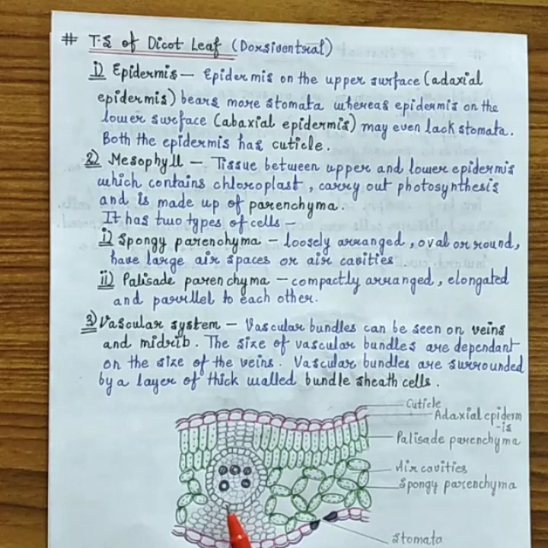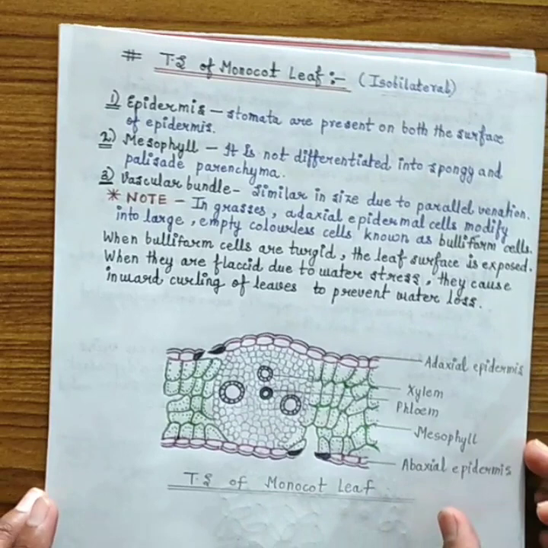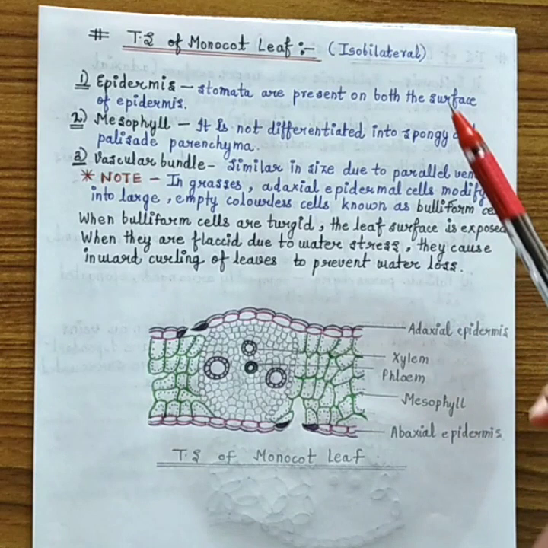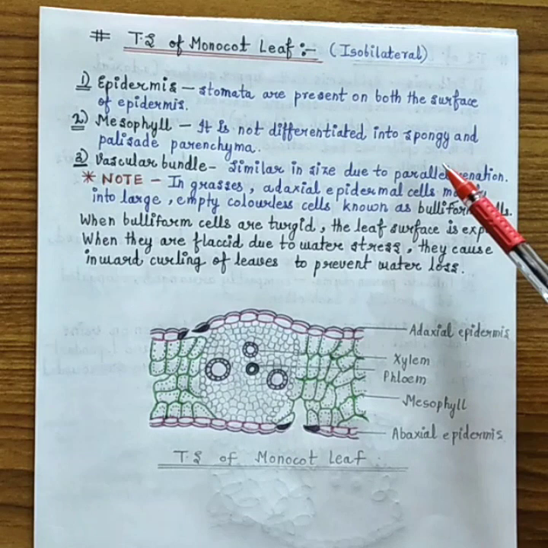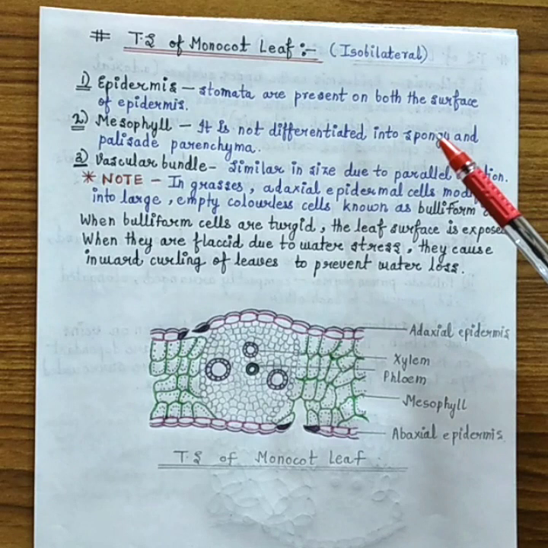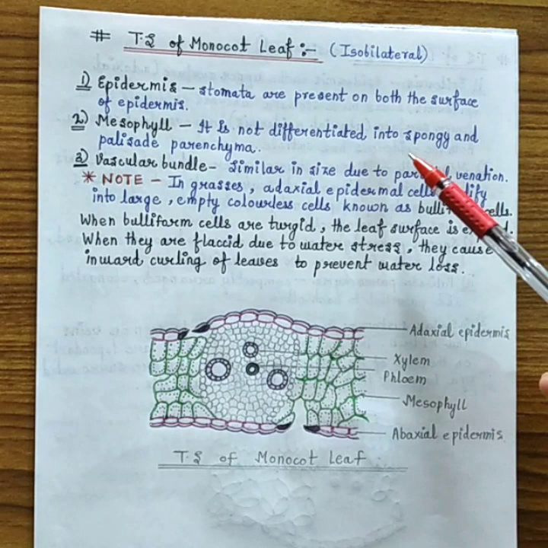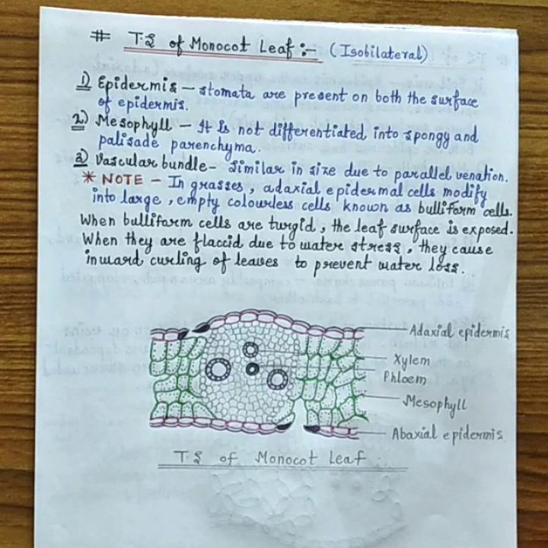Now we'll talk about in detail of our monocot leaf. Monocot leaf ko hum isobilateral bolte hain and dicot leaf ko hum dorsiventral bolte hain based on their position. So there is a trick, D square MIB, which says dicot dorsiventral, monocot isobilateral and monocot leaf mein bulliform cells present hote hain. So D square MIB means dicot dorsiventral leaf hoti hai, monocot leaf is isobilateral and bulliform cells are present in monocot leaf.